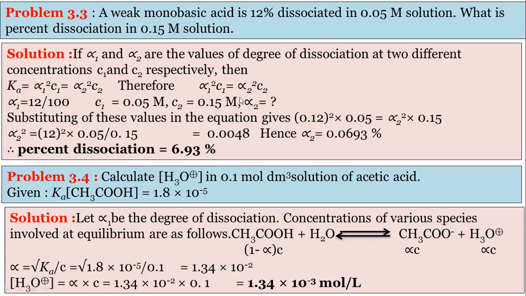This is not asked for 2 marks because we have to think about this alpha 1 and alpha 2. So for writing this formula, 1 mark is reserved. This Ka is equal to alpha 1 square C1 and is equal to alpha 2 square C2. For writing this formula, 1 mark is reserved. So if you write this formula, you will get 1 mark.